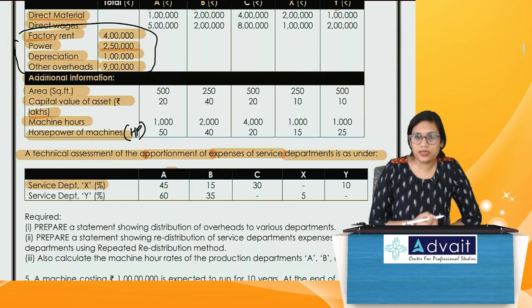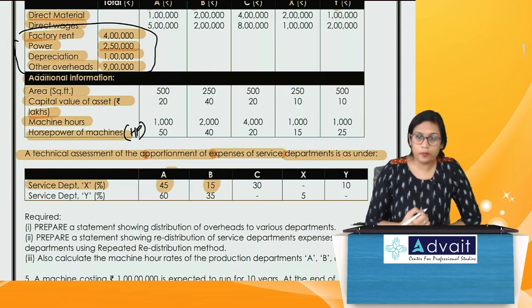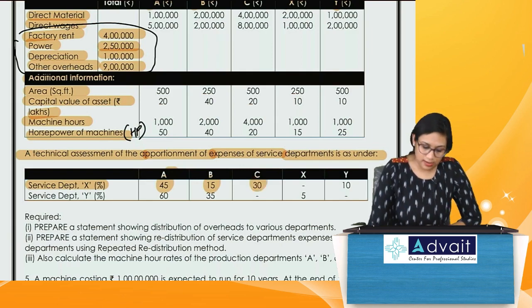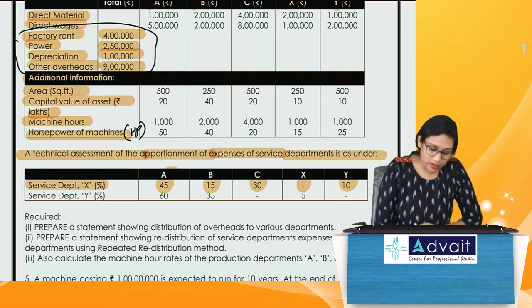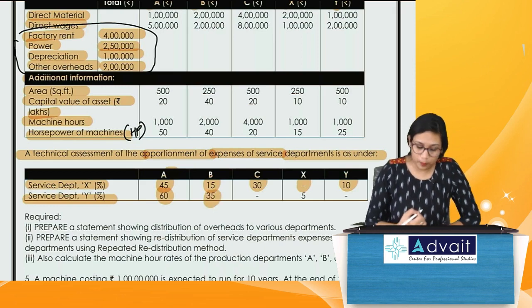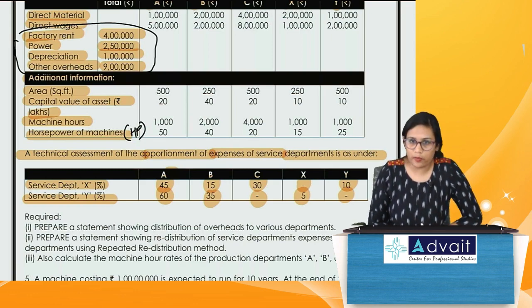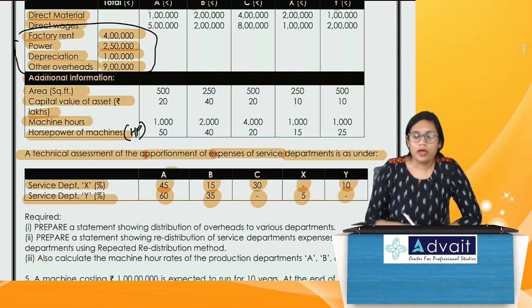Service department X gives 45% to A, 15% to B, 30% to C. X cannot give anything to itself but gives 10% to Y. And service department Y gives 60% to A, 35% to B, nothing to C, 5% to X. It cannot give anything to itself. So from this relationship, what do we understand about the service departments X and Y, guys? We understand that X and Y serve each other, right?